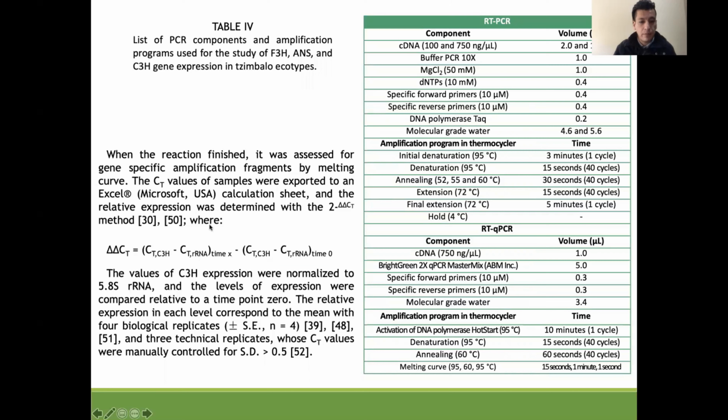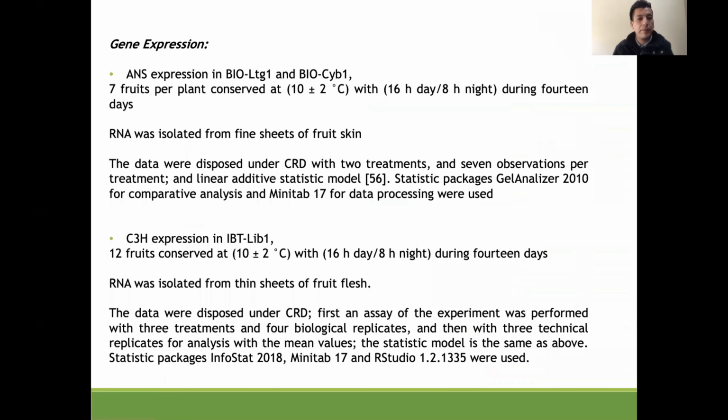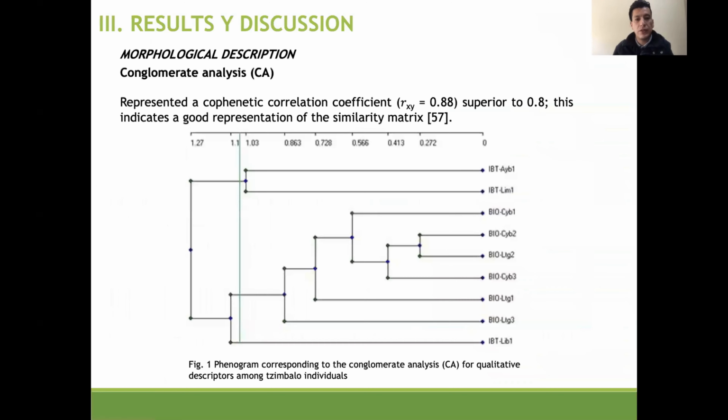It is important to notice that this equation is fundamental to determine the relative expression and the mean fold change. Morphological description by conglomerate analysis and principal component analysis. For gene expression, RNA was isolated from fruit skin and fruit flesh.